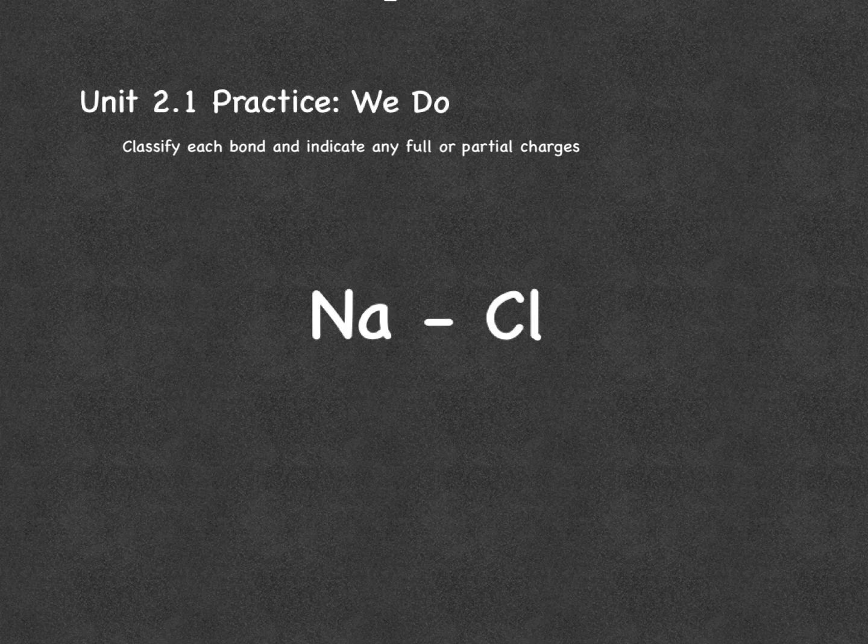Unit 2.1, we do practice. Classify each bond and indicate any full or partial charges. So the first thing we have to do when identifying bonds is identify the atoms or the elements involved in the bond. So below we have sodium, which is a metal, and then we have chlorine, which is a nonmetal. When we have a metal and a nonmetal bonding, we know that's going to form an ionic bond.